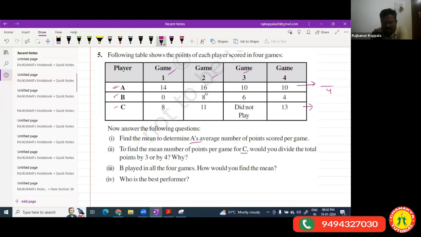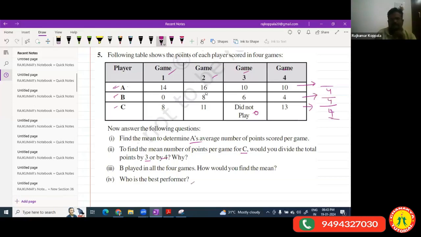See here, C did not play game 3, which means his score is 0. Divided by 4 or 3 for finding the mean? Sir, 3, not 4 only. No. Okay, he got 0 now. So 8 plus 11 plus 0 plus 13 you will get. Would you divide the total points by 3 or 4? They are asking by 4 only. He played in all 4 games. How would you find the mean? So we have to find the mean of this, the same way, adding and dividing by 4.